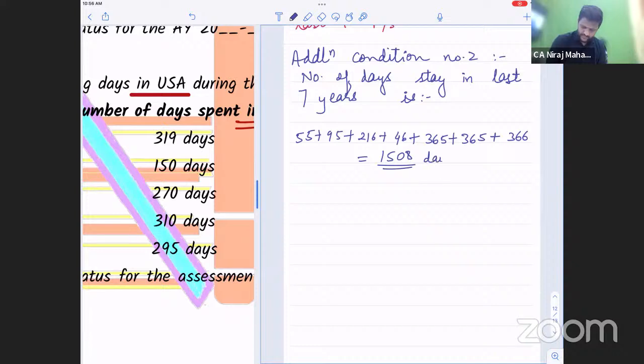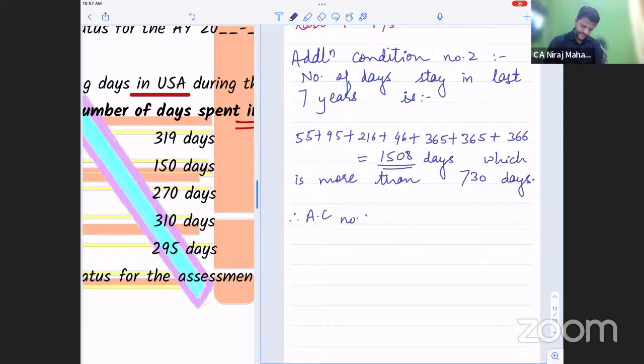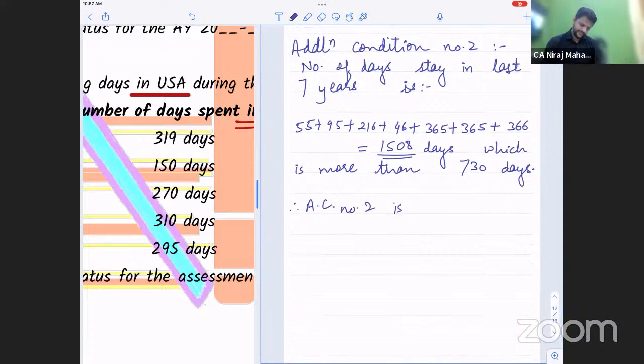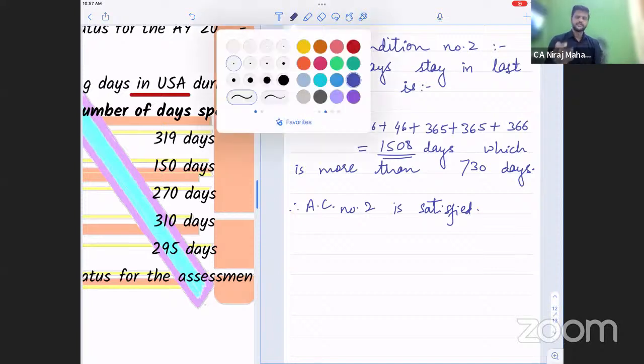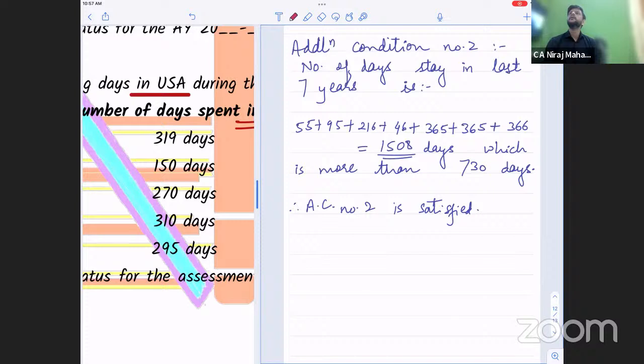1,508 days, tell me. Which is more than how many days? Very good. Therefore, additional condition number 2, satisfied or not satisfied? It is satisfied. So what do you write down? Since both additional conditions are satisfied, Mr. Singh is a R1.